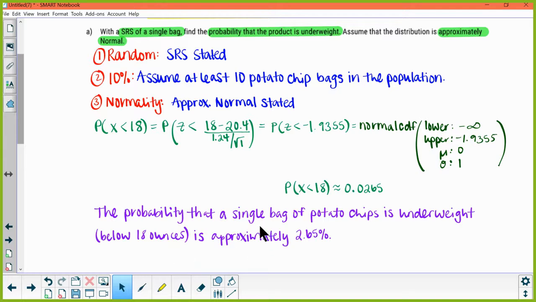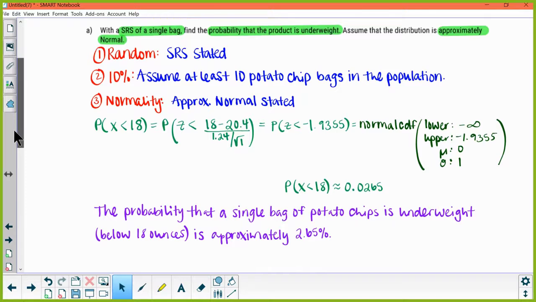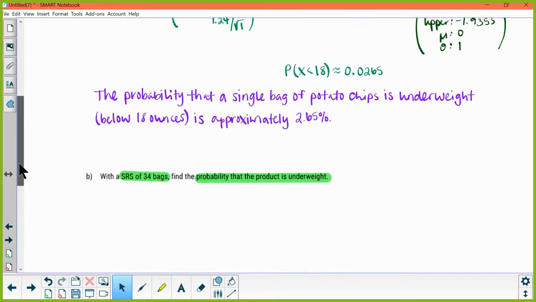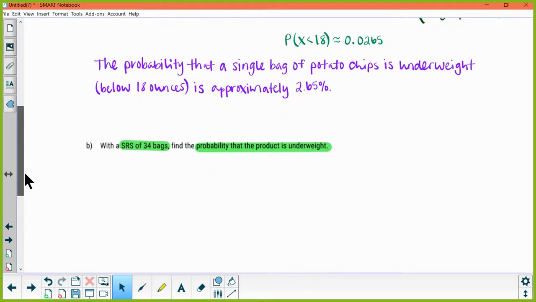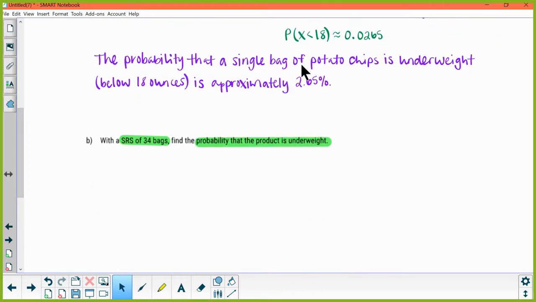Now we're going to go ahead and calculate it for our sample of 34 bags of potato chips. So let's look at part B. With an SRS of 34 bags, find the probability that the product is underweight. I'm again going to run through the conditions, because just because it worked for one bag doesn't necessarily indicate that it's going to work for anything else. So you will have to check conditions again.